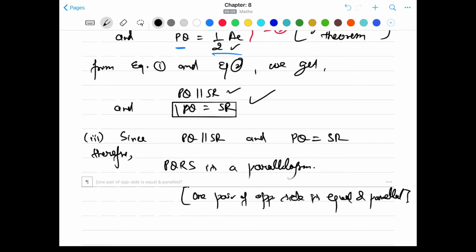I think it's theorem 8.8, which says that if in a quadrilateral one pair of opposite sides is equal and parallel, then it's a parallelogram. We already got one pair of opposite sides parallel and equal, so PQRS has to be a parallelogram. So that's the answer to question number 1.